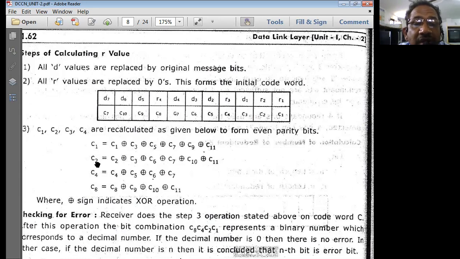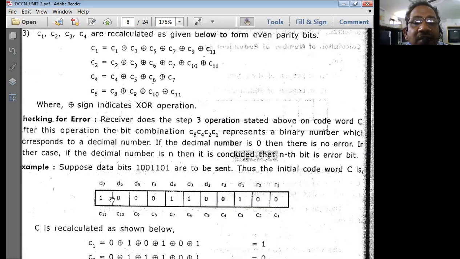Similarly, C2: we start from 2, write two digits, 2 3, leave 2 digits and write 6 7, leave 2 digits, that is 8 9, and we write 10 11, and we perform XOR operation for all these. Similarly, C4, that means 4 5 6 7 bit locations, we perform XOR operation. And similarly, C8: 8 9 10 11, and we write 4 more bits like 12 13 14 and 15. So all this we perform with XOR operations to find out C1, C2, C4 and C8 bits.